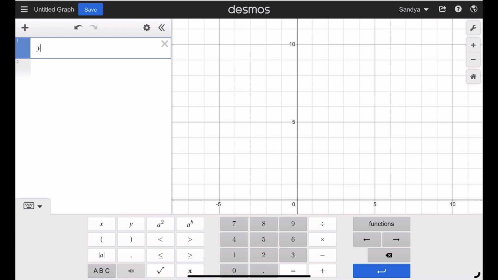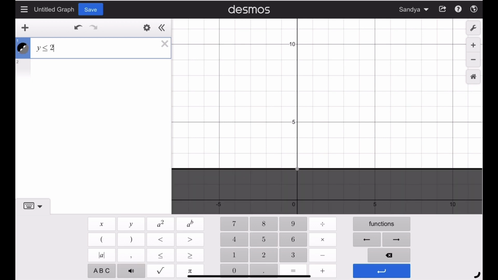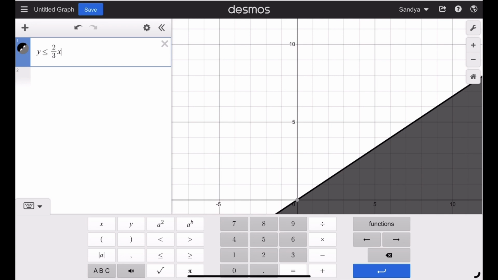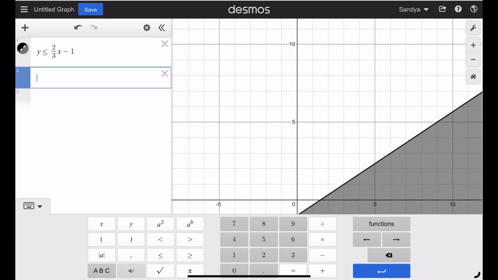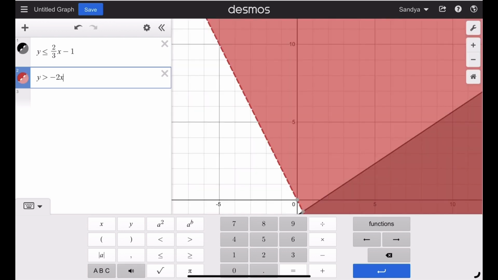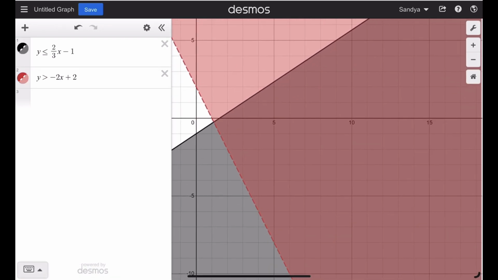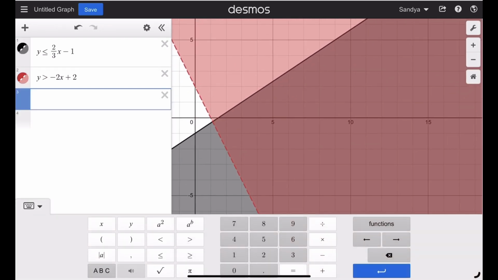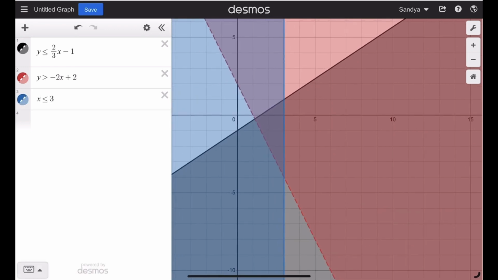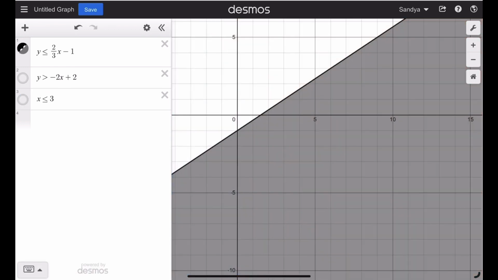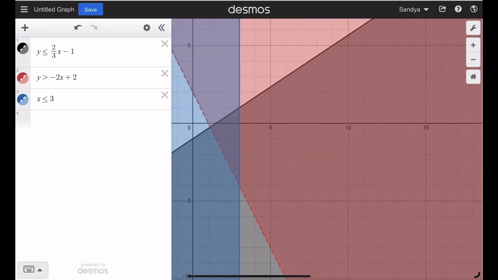So we have y is less than or equal to 2/3 x minus 1. And then our second inequality, which is y is greater than negative 2x plus 2. And you can see here, there's our region of overlap. And then we have our third inequality, which is x is less than or equal to 3. Okay, and you can see that where all three overlap, it does match that triangular shaped region that we had originally, right? You can see it's right there.